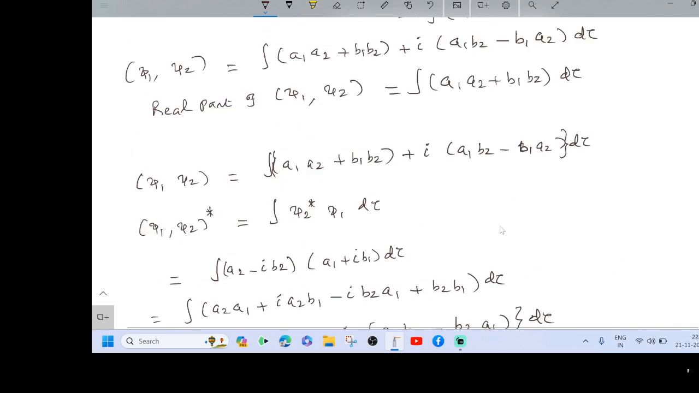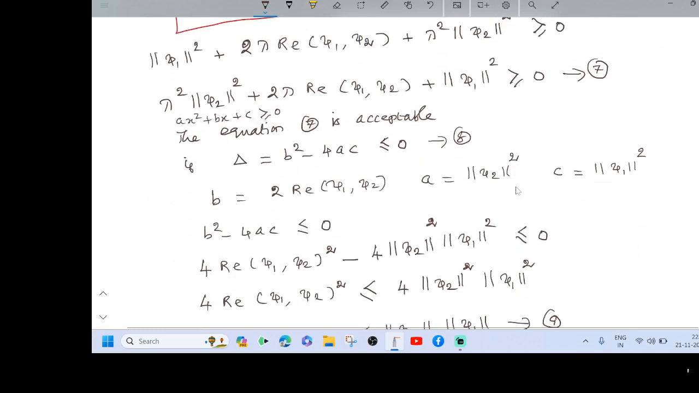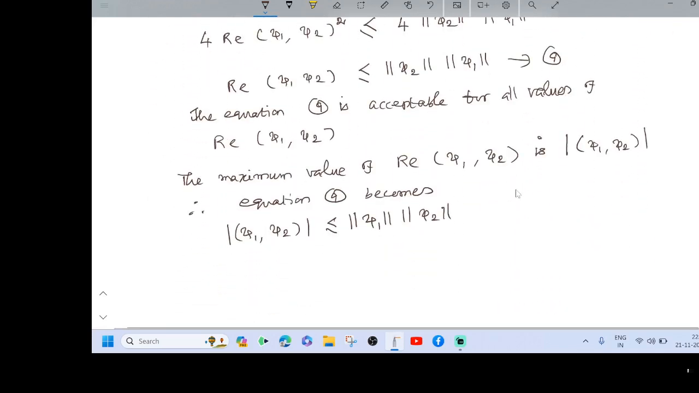So in the presentation we have used the formula psi 1 comma psi 2 plus psi 1 comma psi 2 whole star is equal to 2 times the real part of psi 1 comma psi 2. That's all about the Schwartz inequality.